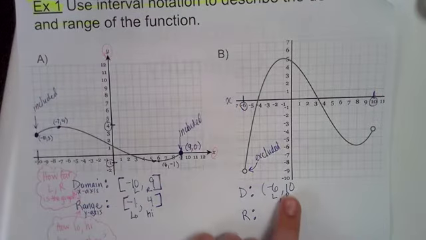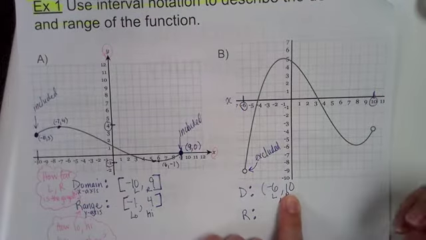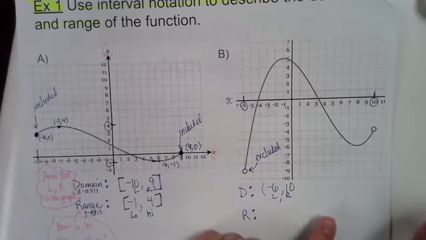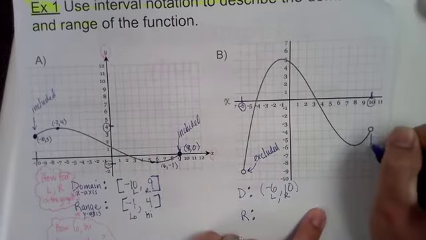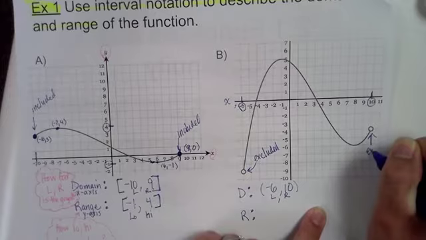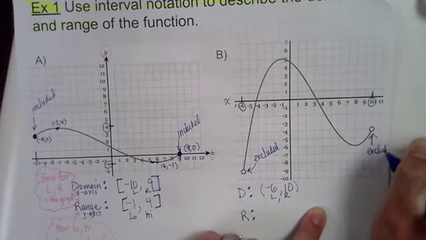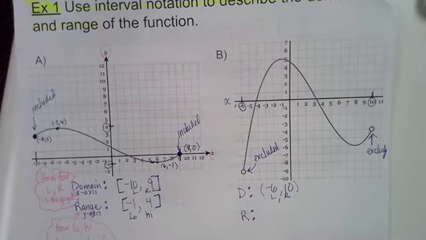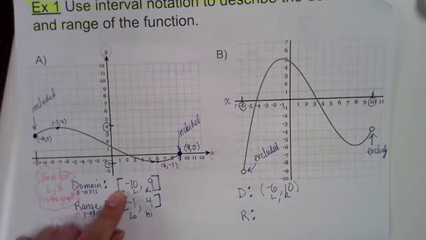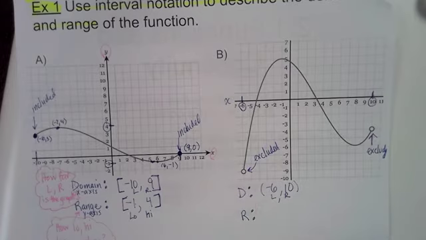Okay? What about at 10? Should we use a bracket or parenthesis? A parenthesis again, because again, this point is excluded, not included. I ran out of room there. Okay, so when it's included, we use a bracket. When it's equal to, we use a bracket. When it's not equal to, we use parentheses.